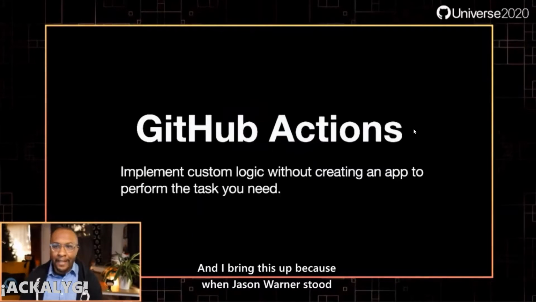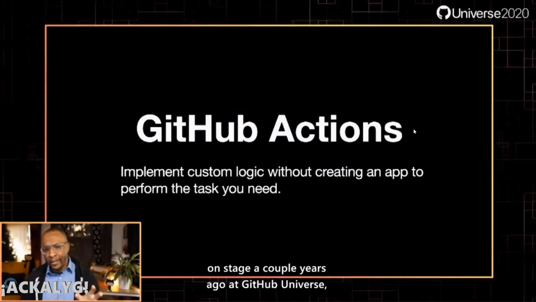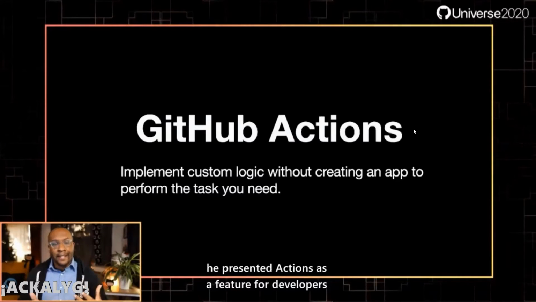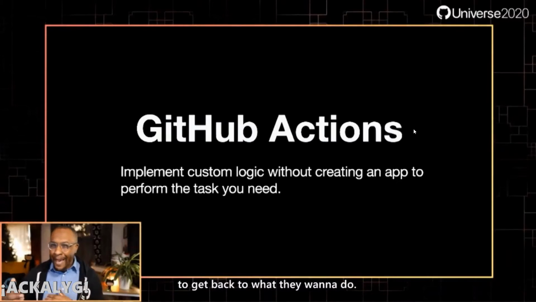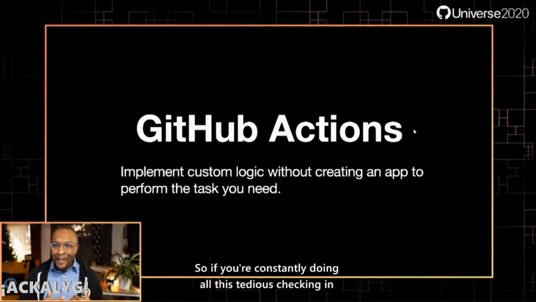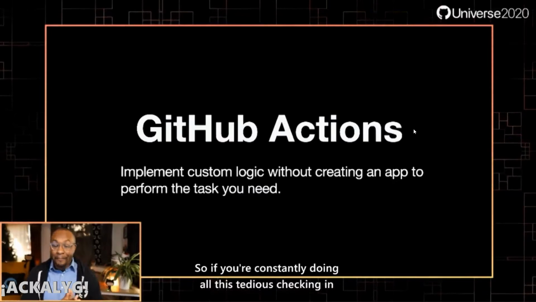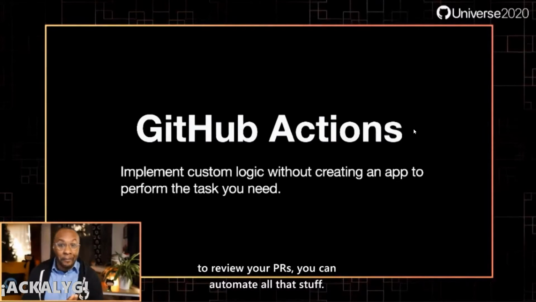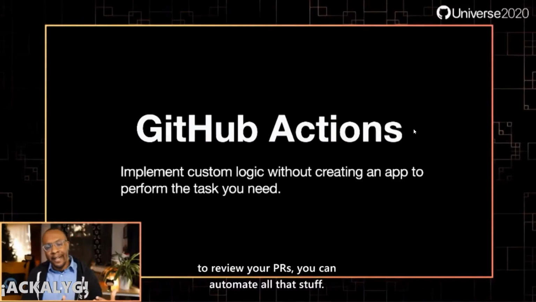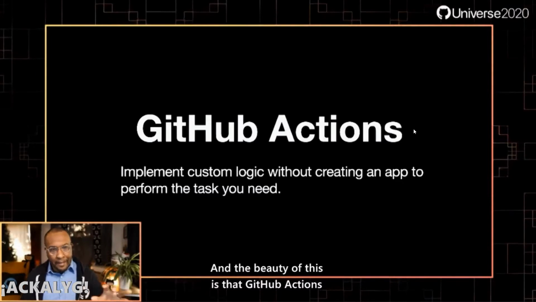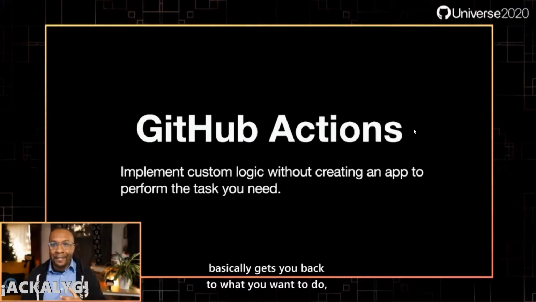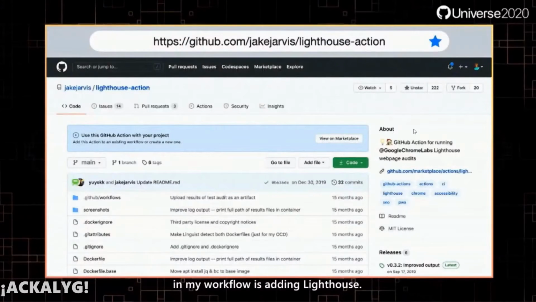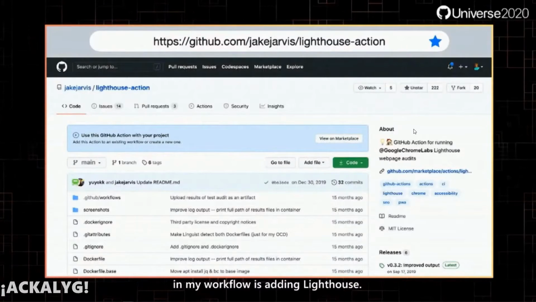I bring this up because when Jason Warner stood on stage a couple years ago at GitHub Universe, he presented Actions as a feature for developers to get back to what they want to do. So if you're constantly doing all this tedious checking in, like hitting up Slack, telling your coworkers to review your PRs, you could automate all that stuff. And the beauty of this is that GitHub Actions gets you back to what you want to do, which is write code. One other thing that I also added in my workflow is Lighthouse.